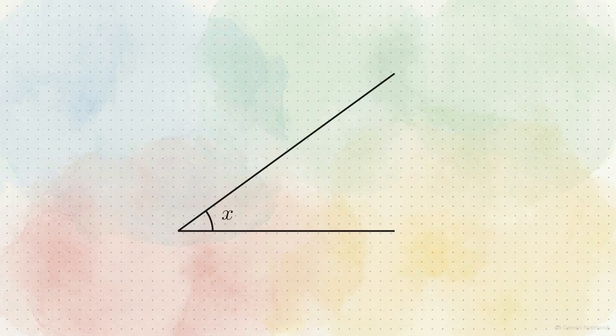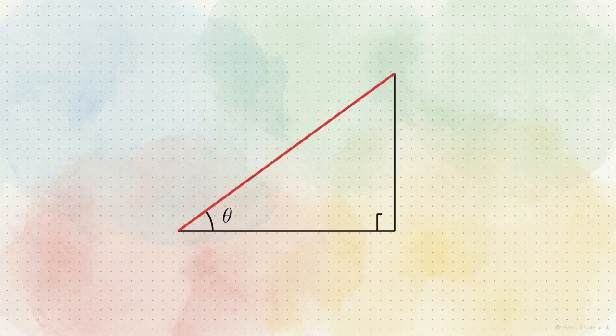In algebra, we use the letter x to hold the place of an unknown number. In trigonometry, we use the Greek letter theta to hold the place of a specific angle, like 30 degrees. We analyze that angle by looking at the right triangle it creates. There are three key sides to identify.